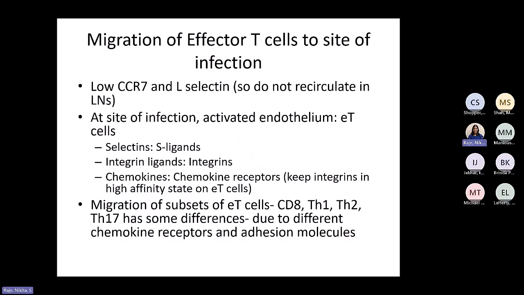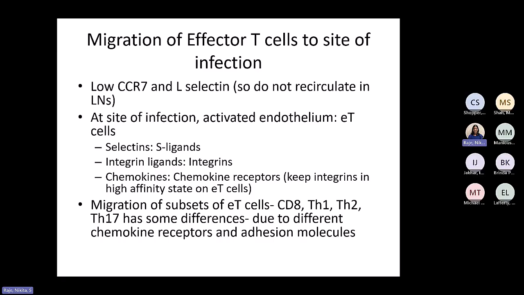Right, now we talked about naive T cells. Now we're going to talk about effector T cells and how they move from one place to another. So remember, effector T cells are produced in secondary lymphoid tissue, where the naive T cells were able to come in contact with cognate antigen and get activated. After activation, they undergo clonal expansion and then differentiate into effector T cells. So effector T cells get produced in the secondary lymphoid organs.